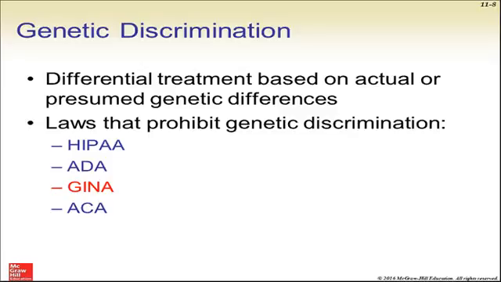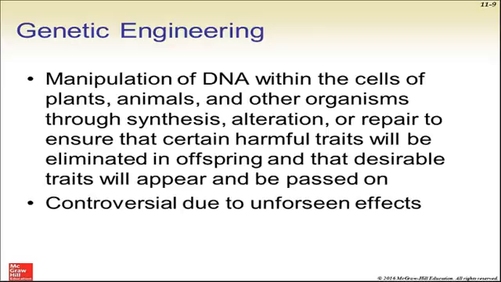Next, let's touch on genetic engineering. What that means is it's a manipulation of DNA within the cells of plants, animals, or even other organisms. And it's done via synthesis, alteration, or repair to ensure that certain harmful traits will be eliminated in offspring and that desirable traits will appear and be passed on. It sounds good, but there is a lot of controversy with it due to unforeseen effects. So when we get into thinking, oh, we could eliminate certain traits, well, who's to decide which traits we want to eliminate? Who's in control of that? So you can see where that could create a little controversy.